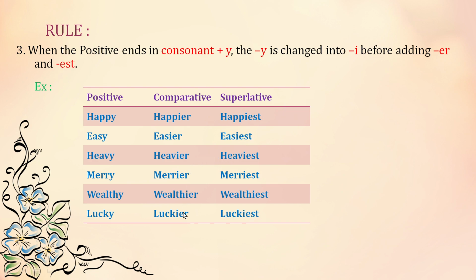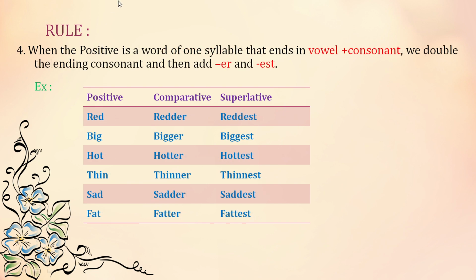And it follows the fourth rule. When the positive is a word of one syllable, okay, there is only one syllable or only one vowel sound in the word that ends in vowel plus consonant, the ending consonant is doubled. We double the ending consonant and then we add ER and EST.